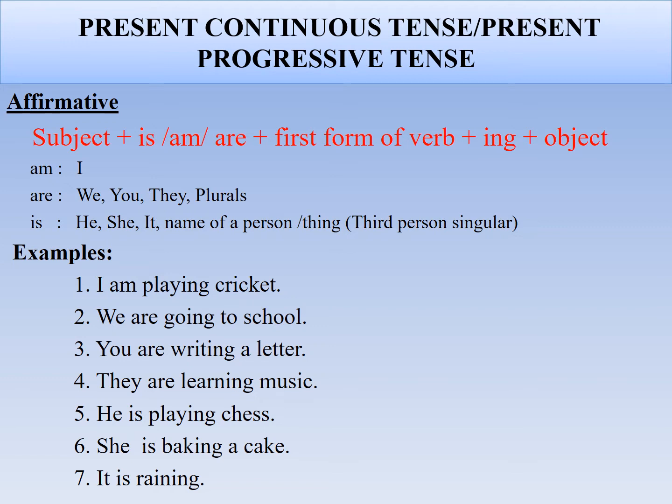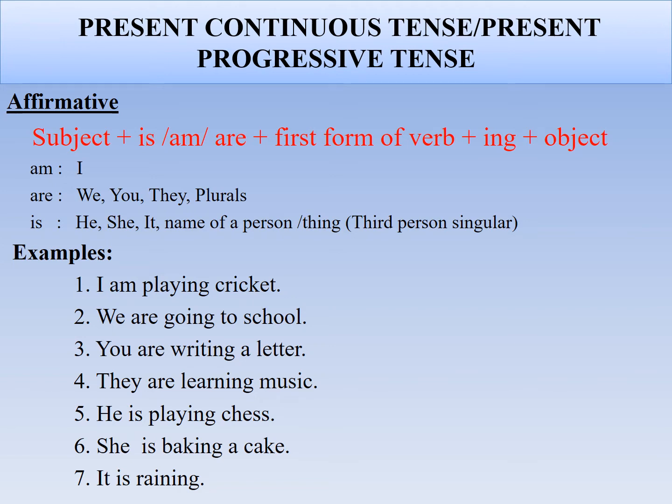Now, what are the rules? Subject plus is or am or are plus first form of the verb plus ing plus object. Object is optional. Now, what is a subject? Subject is the doer of the action, the person who is doing the action. It can be I, you, we, they, he, she, it, and so on.